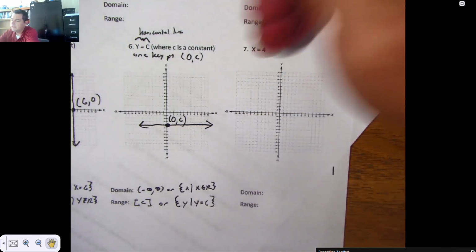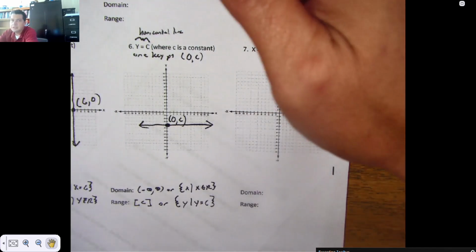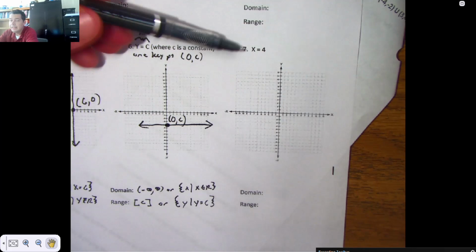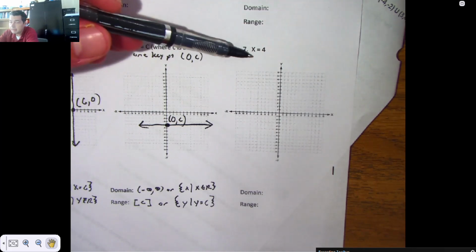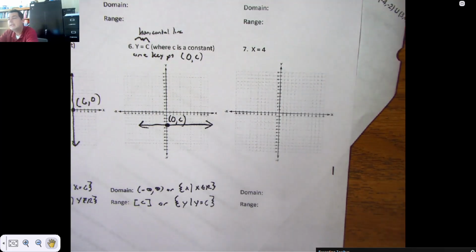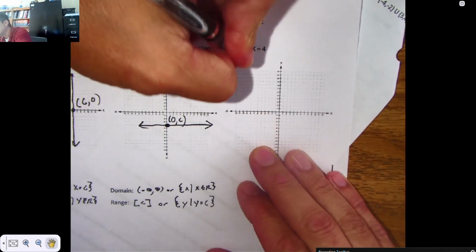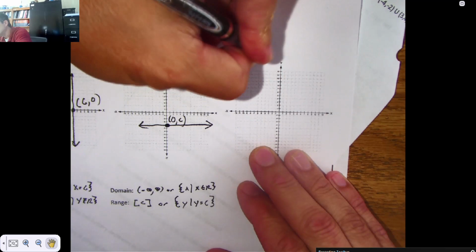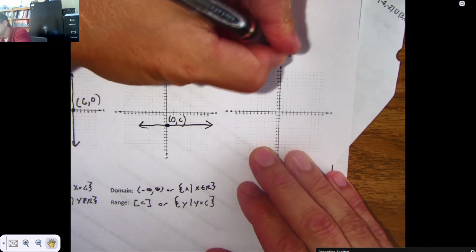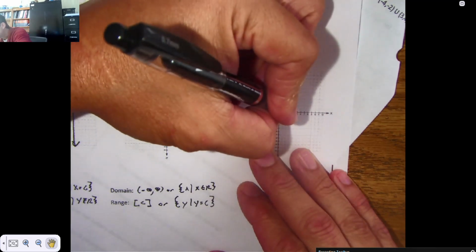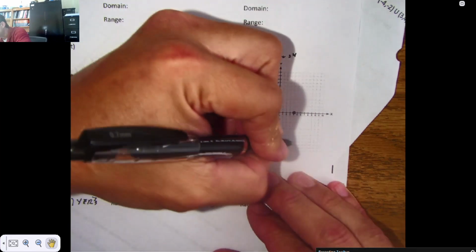I have noticed throughout the years, I would say 25% of the student body cannot graph a vertical line. They cannot do it. It blows my mind. Anything in the form x equals a constant is vertical. Now this one has a singular x value of 4, so I'm just going to put a 4 on the x-axis, and that's where I'm going to draw my vertical line.